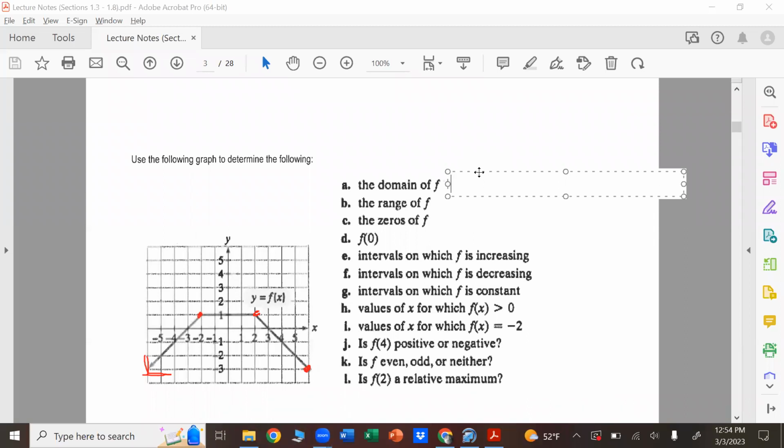Okay, what's the domain? What did you guys say? The domain would be negative infinity for the bracket on the side. Good. What about the range? What's the lowest y value here? There's an arrow pointing down. Yep. And the highest y value is 1. Yes.